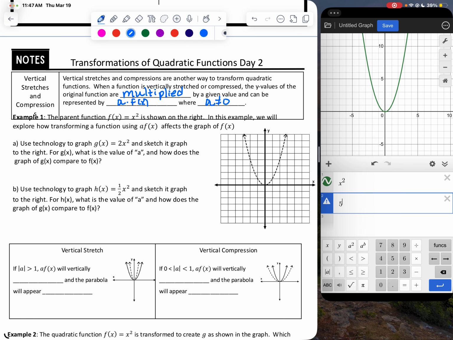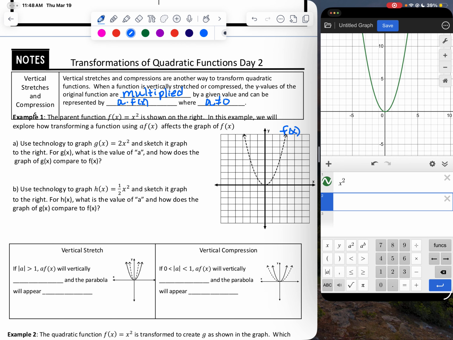In example 1, it says the parent function f of x equals x squared is shown on the right. So here, this dashed parabola is our parent function f of x. In part A, it says use technology to graph g of x equals 2x squared and sketch the graph to the right. And then it says for g of x, what is the value of a, and how does the graph of g of x compare to f of x?